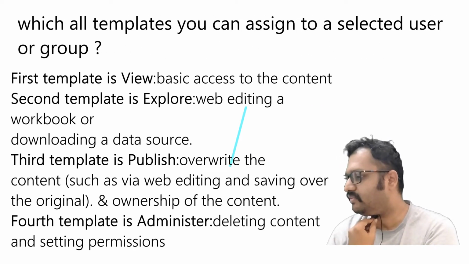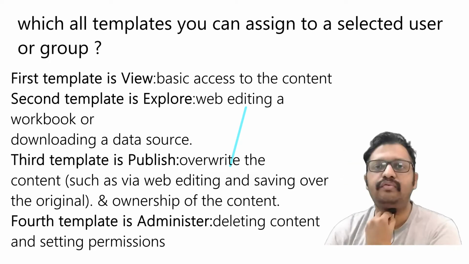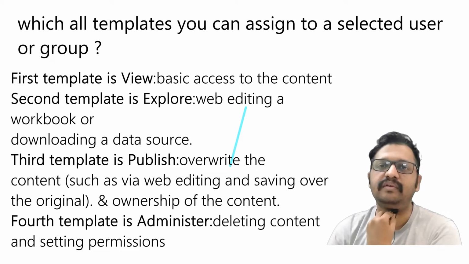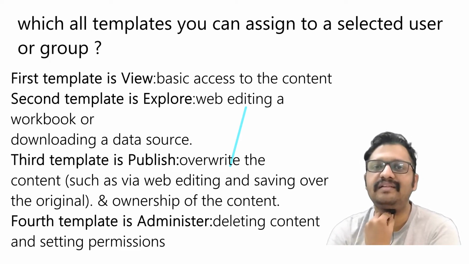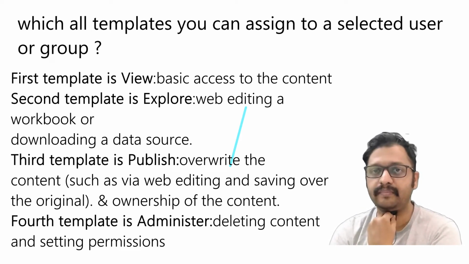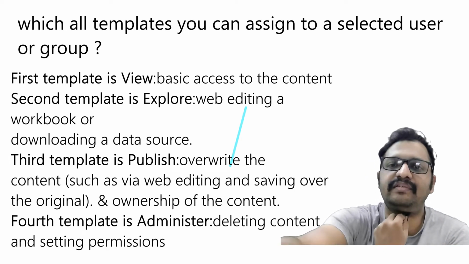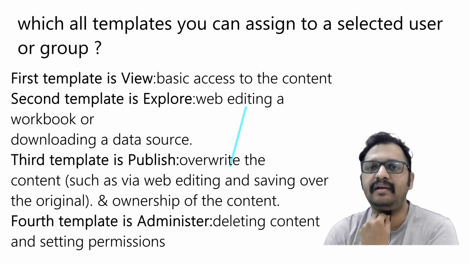Next question. Which templates can you assign access to for a selected user or group? The first template is View, which allows the user basic access to the content, such as filtering a workbook or connecting to a data source. The second template is Explore, which allows the user all capabilities from the View template as well as additional functionalities such as web editing a workbook or downloading a data source.